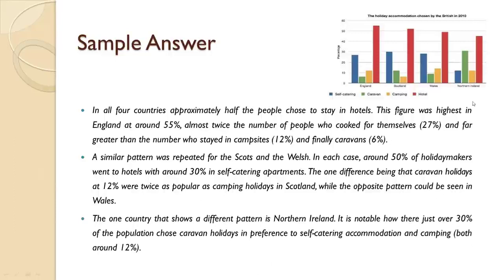Now the exceptional one we're going to describe is Northern Ireland, the one country that shows a different pattern. In Northern Ireland, you see, the caravan was the second most popular. It is notable that just over 30% of the population chose caravan holidays in preference to self-catering accommodation and camping, both around 12%. Self-catering and camping are the least popular. Most popular was hotel, like in the three other countries, and the second one, exceptionally, is caravan. So this is how you will describe the pattern.